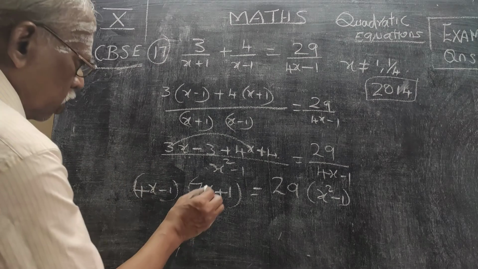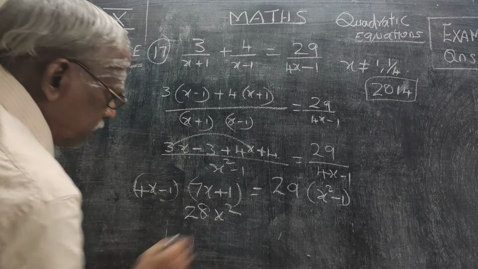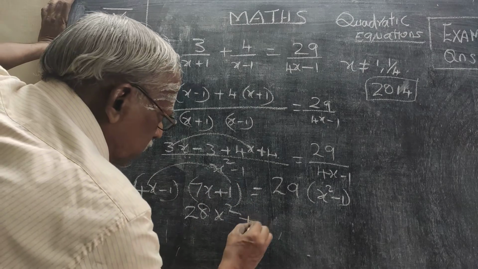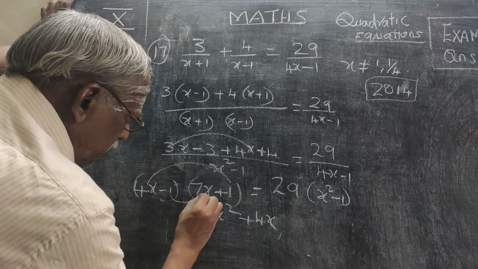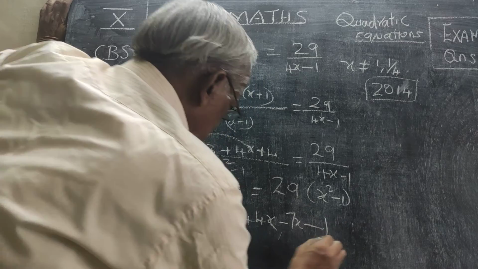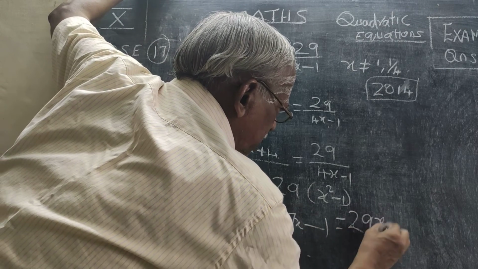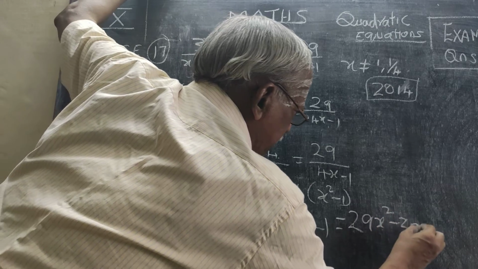Now multiply. So 7x and 4x, so this is 28x square and then plus 4x. Multiplying this side, minus 7x, minus 1 into 1, so minus 1. This side, removing the bracket, I am getting 29x square minus 29.